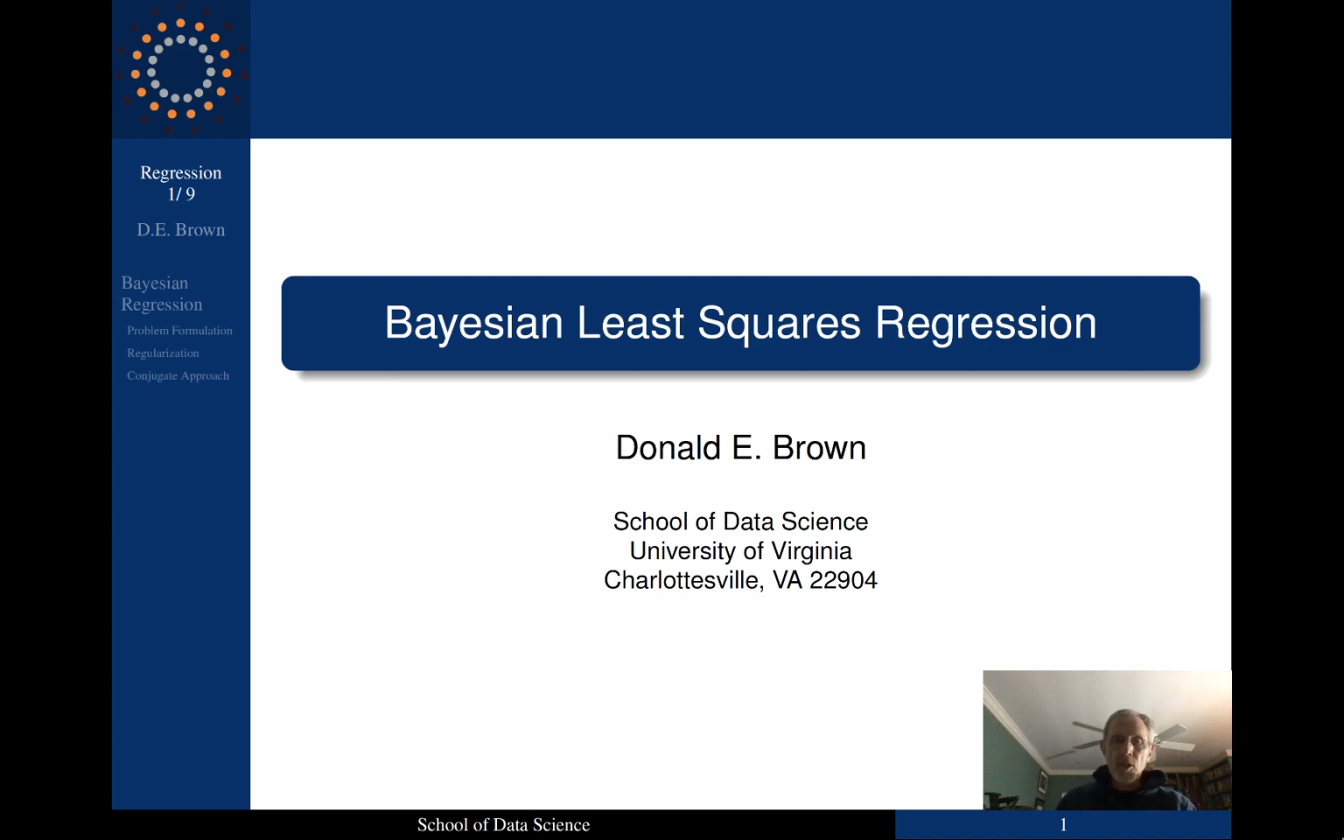In the last two video lectures, we've looked at how we can use the results from statistical decision theory to obtain Bayes optimal classifiers. And in this video lecture, we'll turn to the regression problem and find Bayes optimal regression solutions.